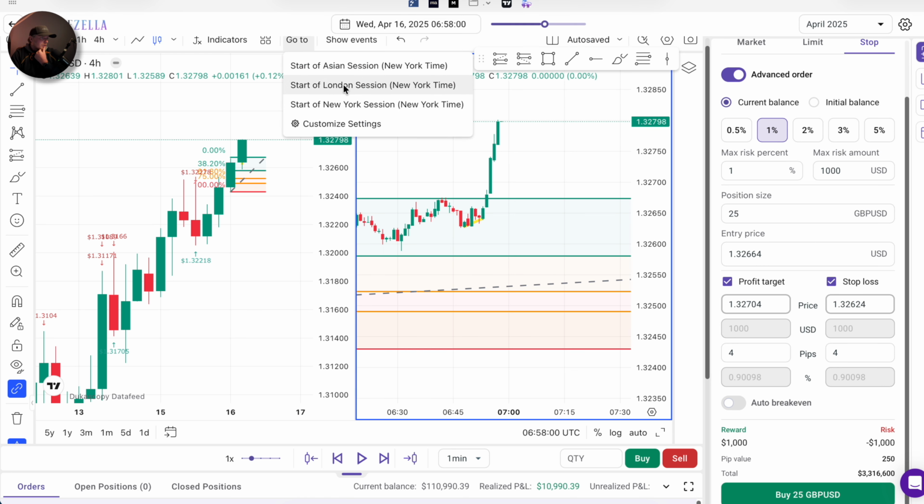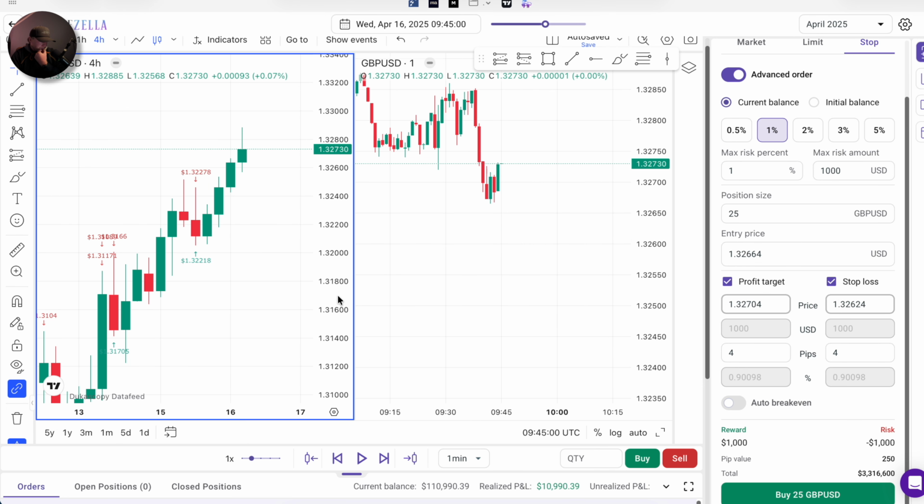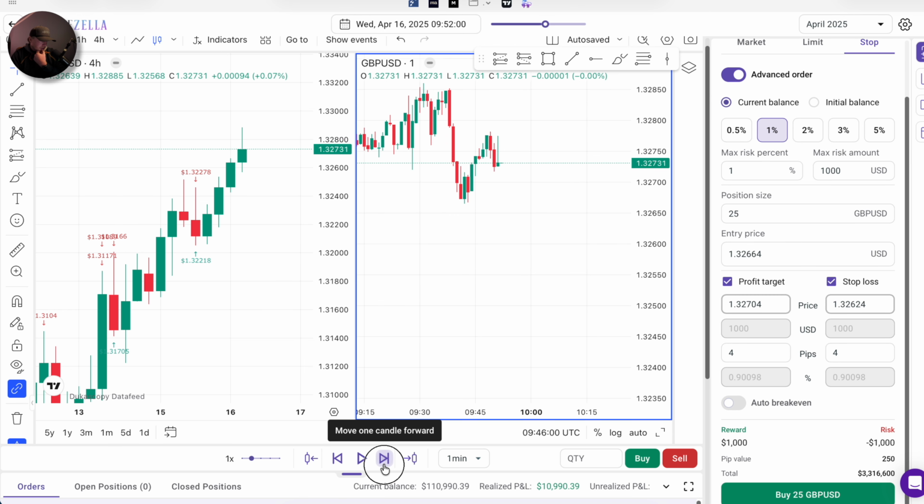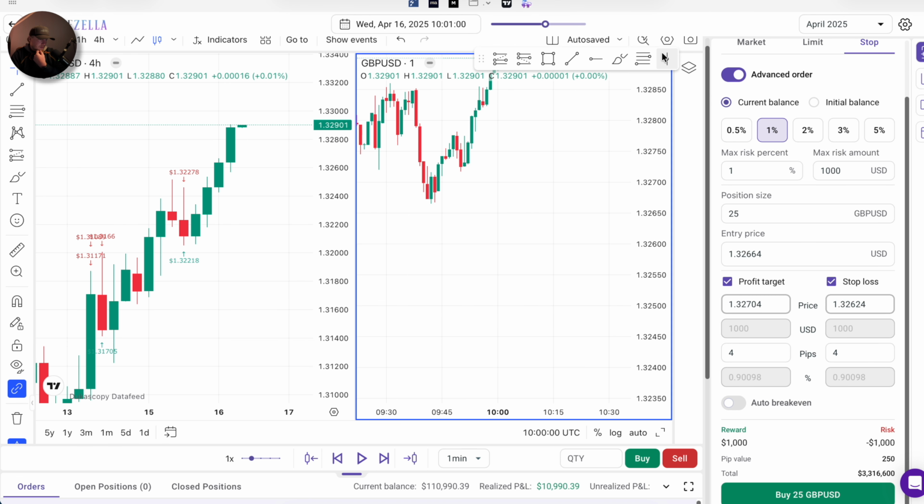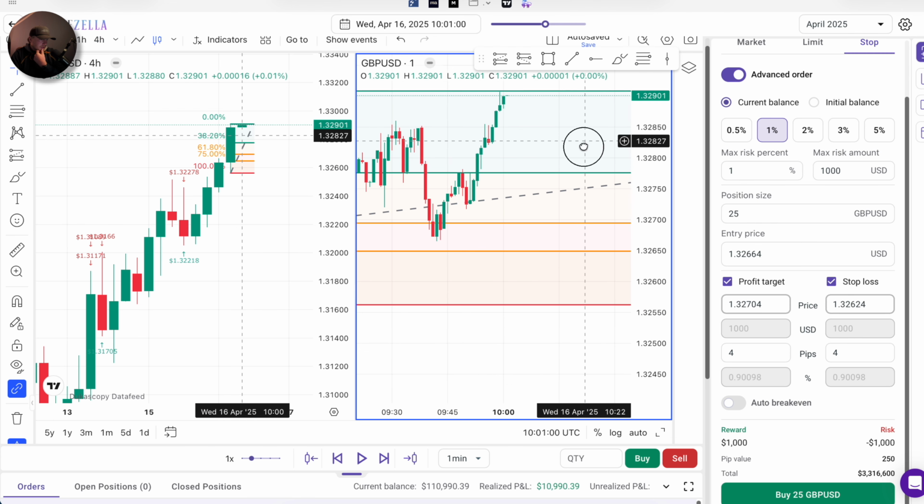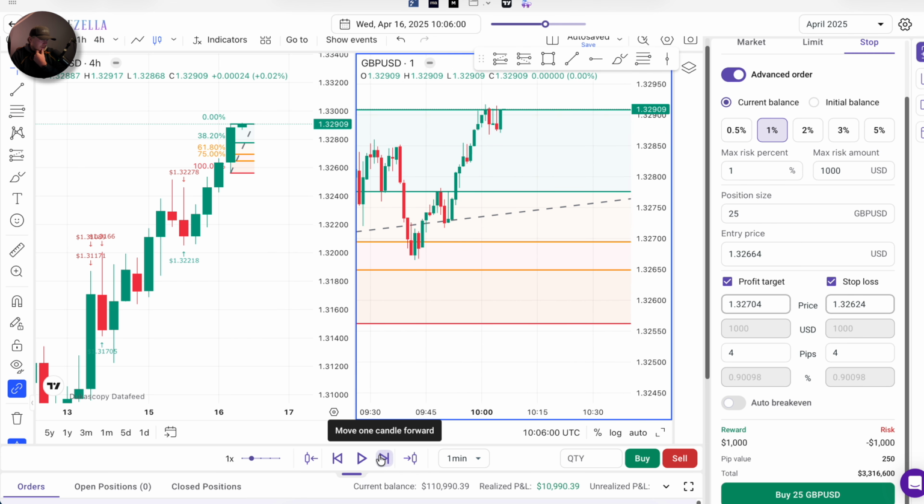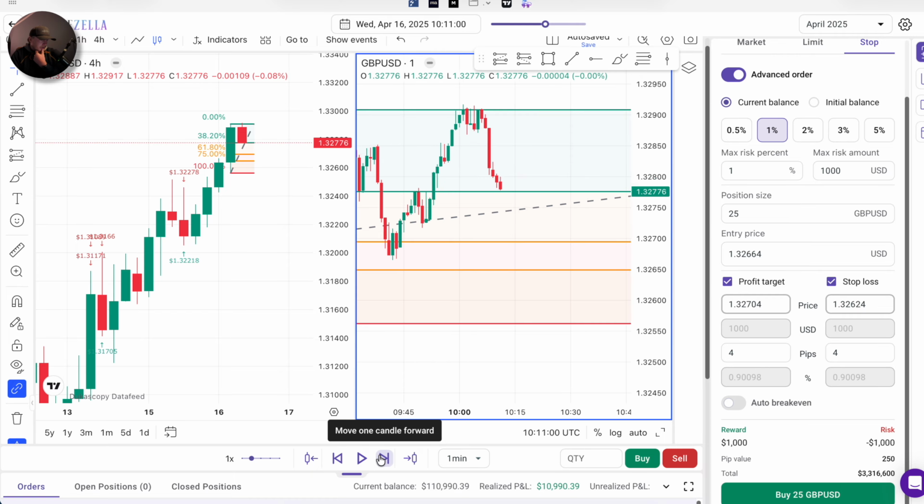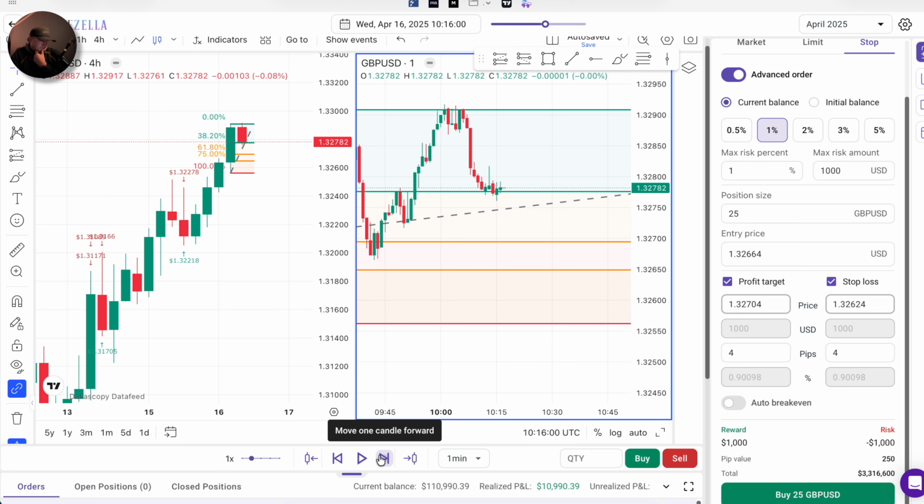But for now, let's go to the London session. Let's skip forward and see what we can do. We close bullish. Still so strong at the minute, the British pound. In April, I don't remember it being this strong, but it must have been. Okay, so pushing down.